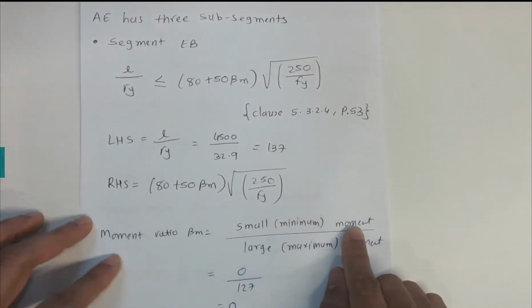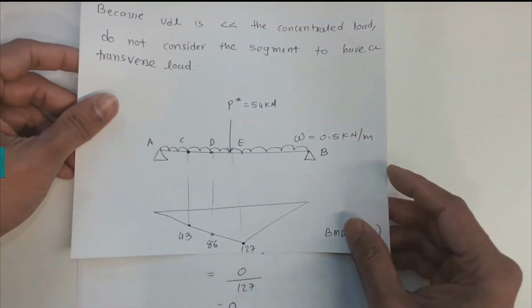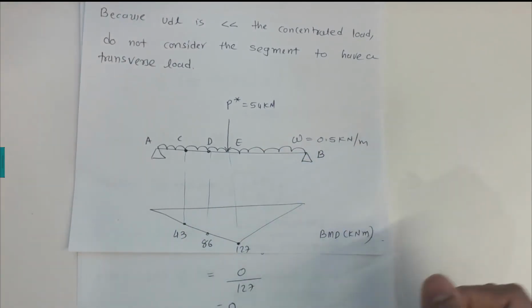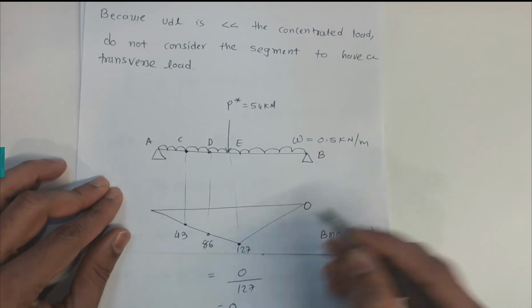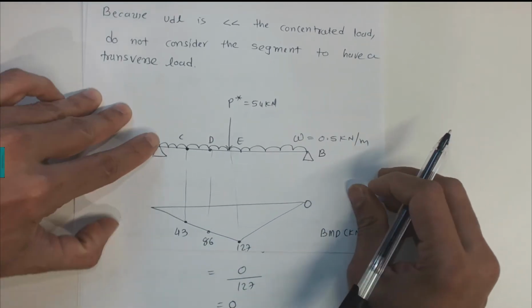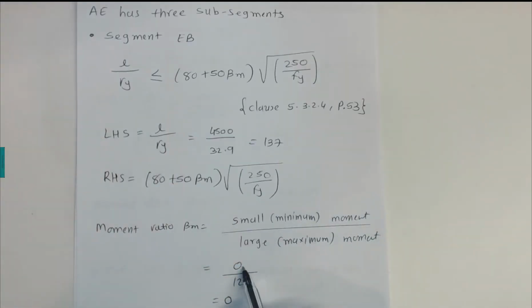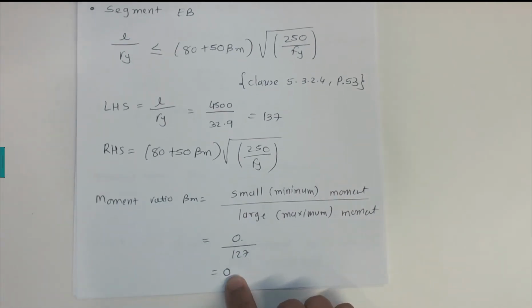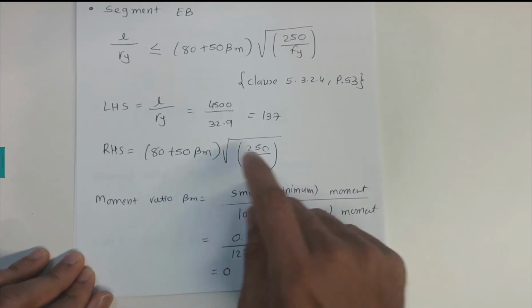So for the minimum moment, we need to look at the bending moment diagram, and we are working in the segment EB. The minimum bending moment is 0 here and the maximum bending moment is 127. In that case, we substitute minimum 0 and maximum 127, which gives us a beta m value equal to 0. So we substitute beta m equal to 0, Fy 300.